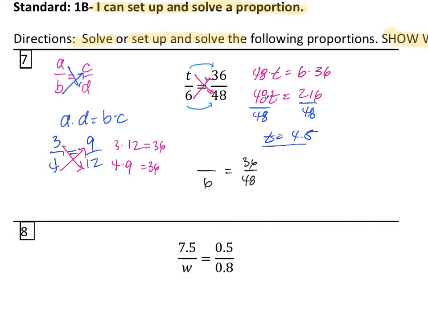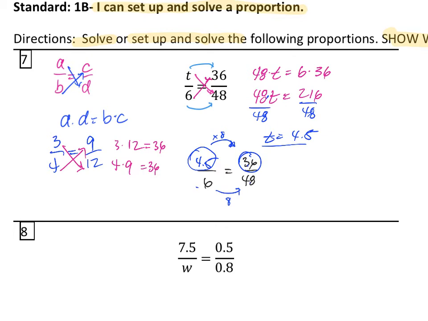It kind of makes sense, because if we're comparing, this number should be less than 6, because 36 is less than 48. And this number should also be less than 36, because 6 is less than 48. And this should be a scale factor. This is a scale factor of 8, and so this has to be a scale factor of 8. So that works. 4.5 is the solution.